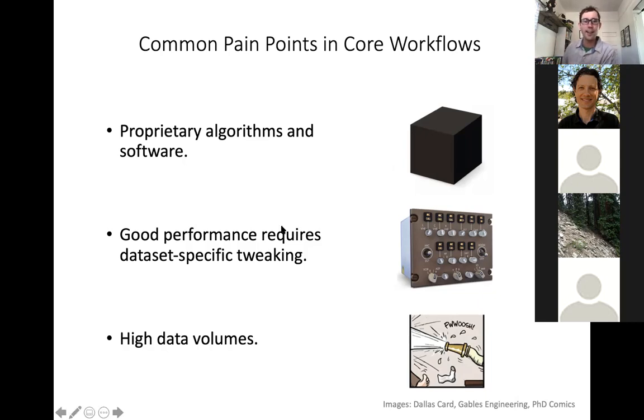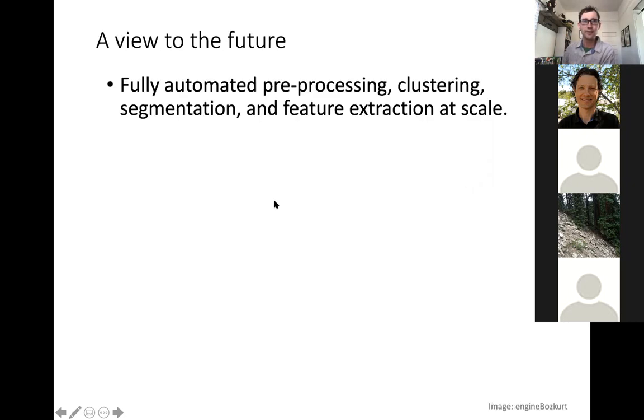So I think it's worthwhile taking a second to talk a little bit about where this is going, right? So we have this sort of core set of workflows where the tools are pretty well developed, but this is a technology that's moving very, very quickly. And if I look 3 or 4 or 5 years down the road, it's not out of the question that we're going to have fully automated pre-processing, clustering, segmentation, feature extraction at scale, essentially solved.